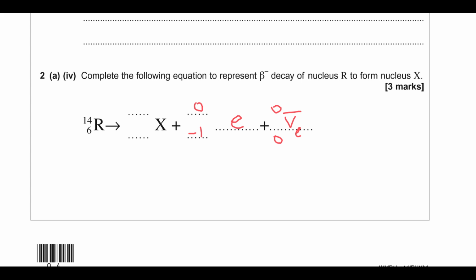And then what we can see here is we've increased the number of protons, so that will be 7, but in beta minus decay, a neutron turns into a proton, nucleon number doesn't change, so that's still 14 there. Okay, so then let's continue on.